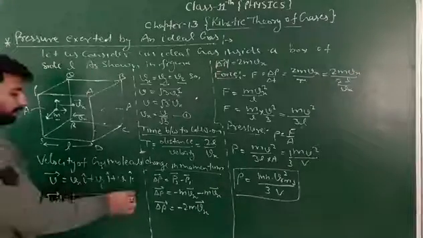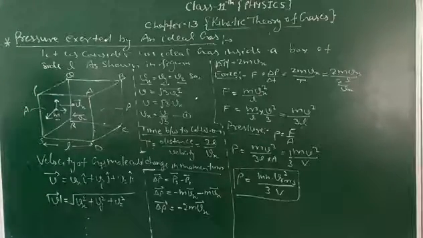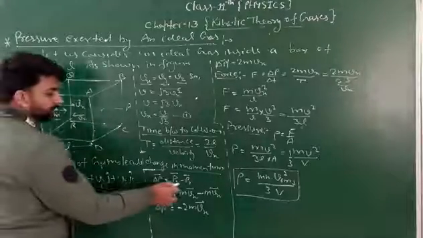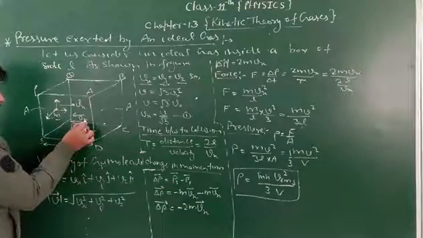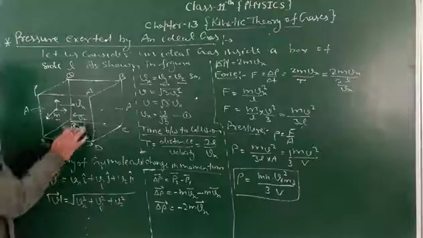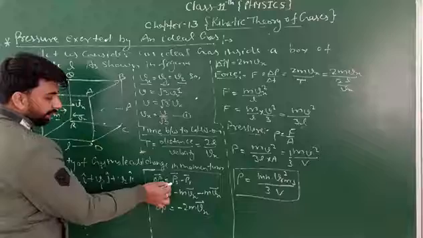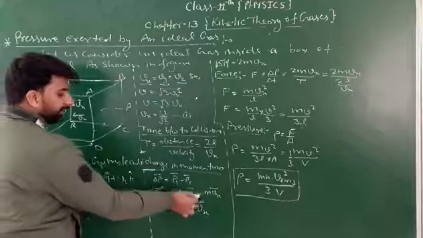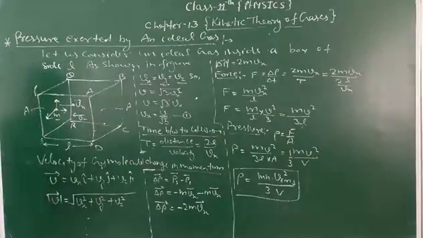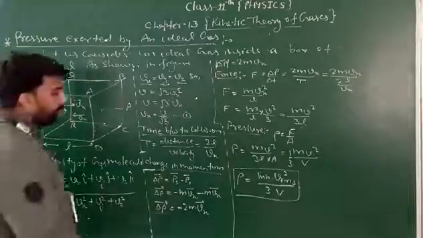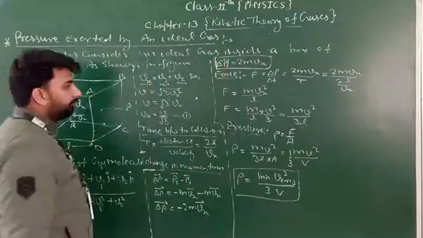Next is change in momentum. We know that the change in momentum is equal to final momentum minus initial momentum. So delta P = P2 minus P1, and final momentum is mvx but in negative x direction and initial momentum is mvx in positive x direction. So delta P = minus mvx minus mvx, so delta P = minus 2mvx. This is the change in momentum, and the magnitude of change in momentum delta P is 2mvx.